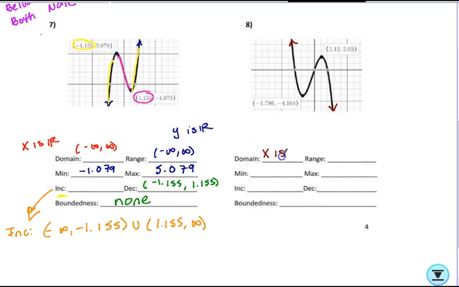Domain, x is all reals. Range, y is all reals. Minimum is the y value down here, negative 4.104. Maximum up here at the top, the y value, 2.03. Let me color code my graph. Decreasing to this x value, increasing to this x value, and then decreasing again.